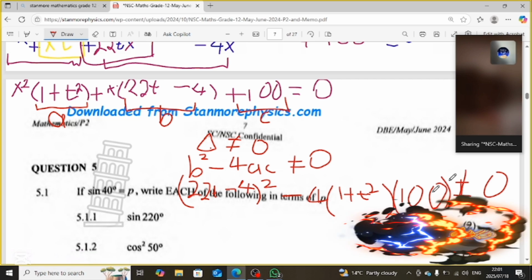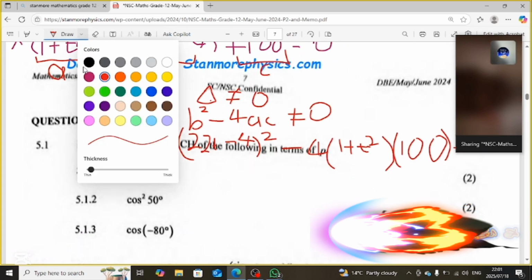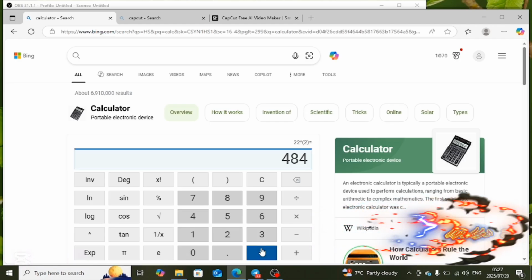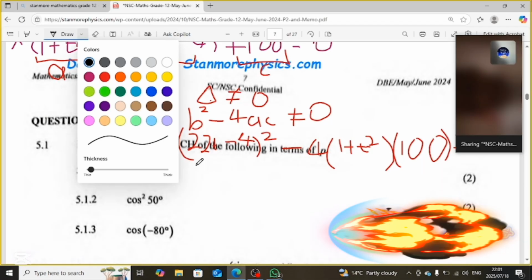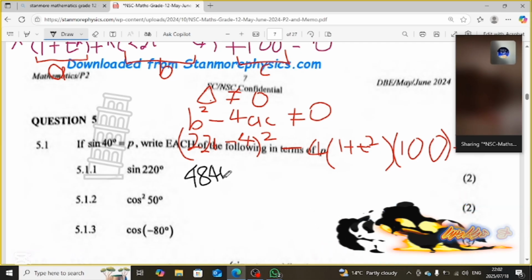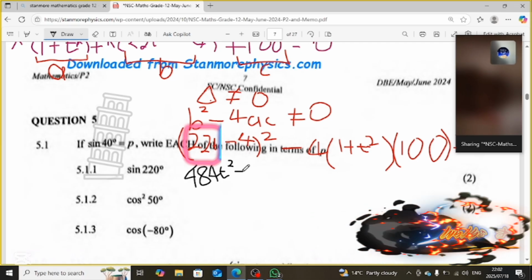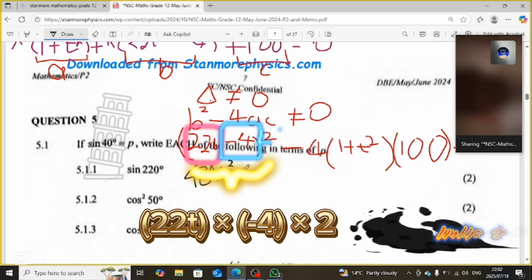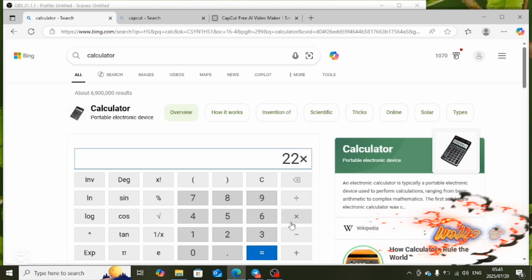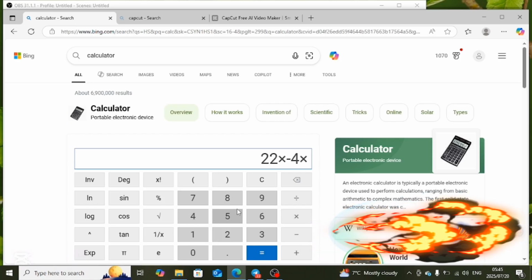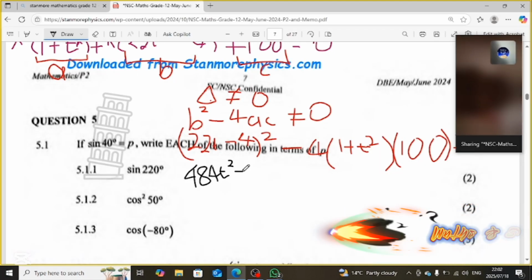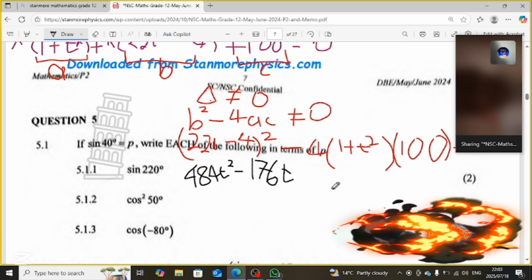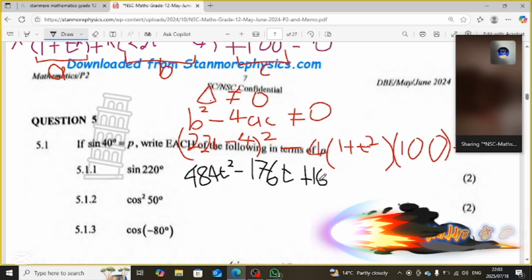Now let's expand and simplify (22t minus 4) all squared. Punching 22 squared on your calculator, giving us 484. (22t) all squared will then be 484t squared. Minus 22t times 4, the product of the two terms, times 2. Now punching 22 times negative 4 times 2 on our calculator, we get negative 176. This implies negative 176t. And negative 4 squared is equal to positive 16.